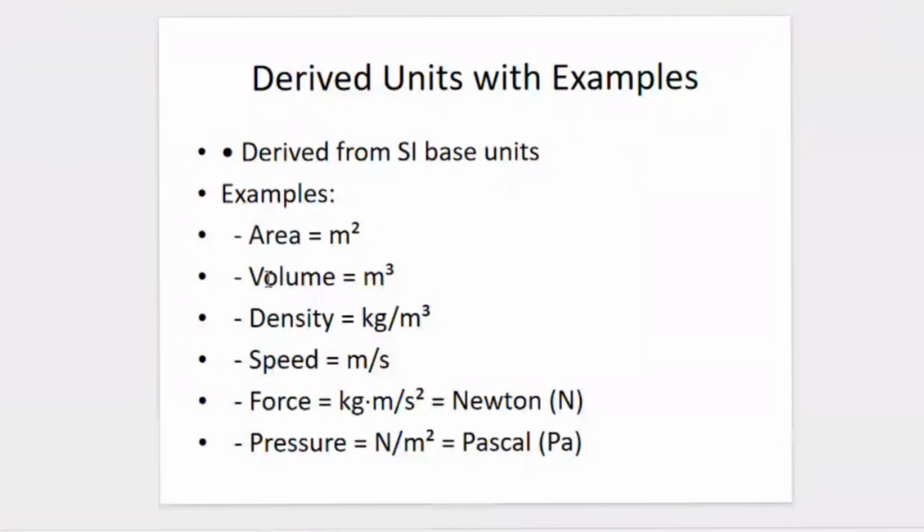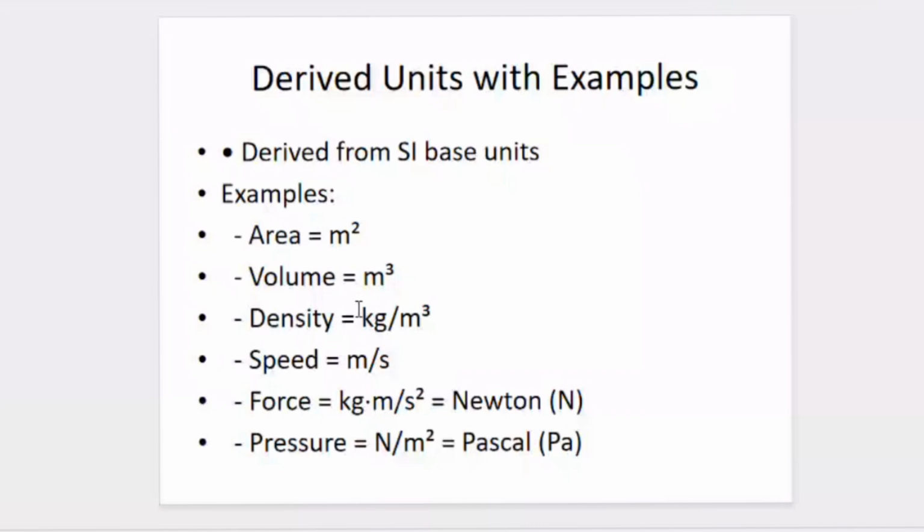Now, here I listed some examples of these derived units. We have area, being a product of two lengths, that is meter times meter. Volume is meter times meter times meter, that is meter cube. And density is kilogram divided by meter times meter times meter, that is kilogram divided by volume. It's also a derived unit.